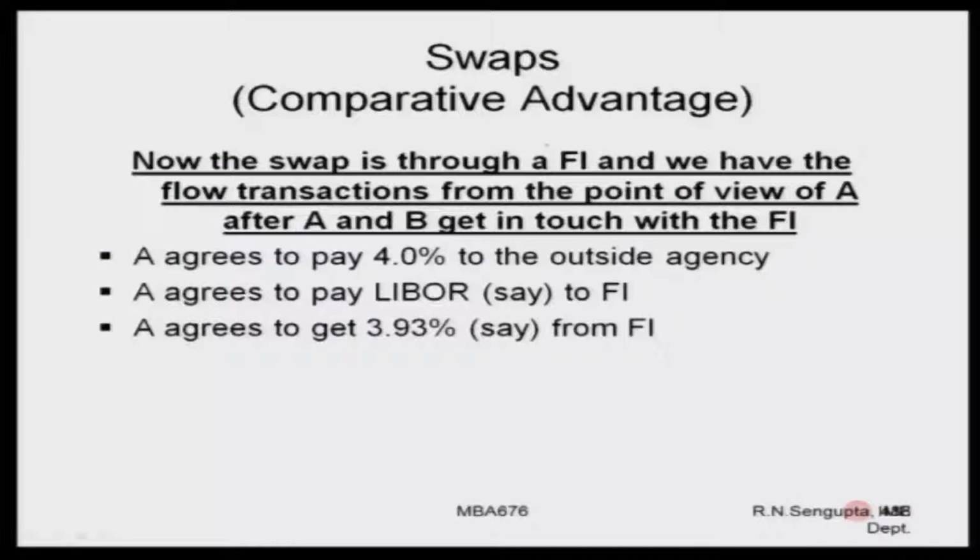So, considering that A and B get in touch together with an FI, A agrees to pay 4% to the outside agency, A agrees to pay LIBOR to the FI, and A agrees to get 3.93 from the FI. Now, A and B are not transacting with each other; they are transacting with the help of an FI. So, what happens? Let us see.